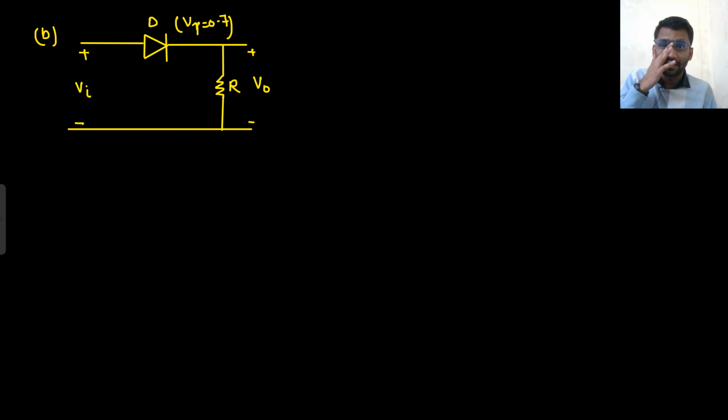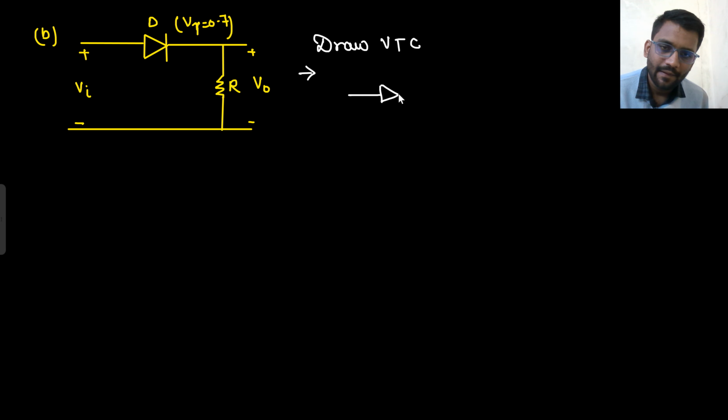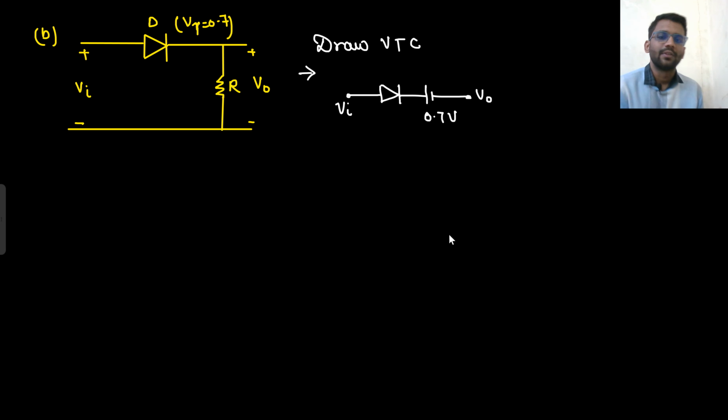So let's move on to the next circuit. Now the same circuit is there, but there is some cut-in voltage. So what you will do? You will take the battery out of the diode. So what you need to draw here? You need to draw the voltage transfer characteristics. This will be your V naught, this is your V in, this is 0.7 volt, and this is the diode.